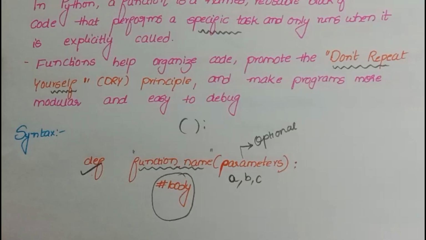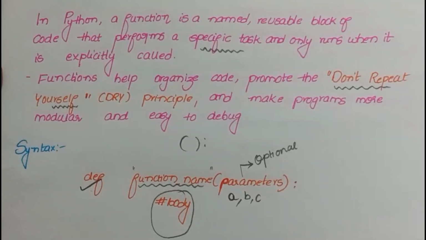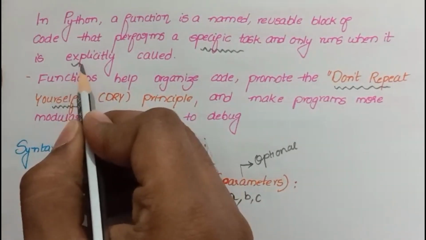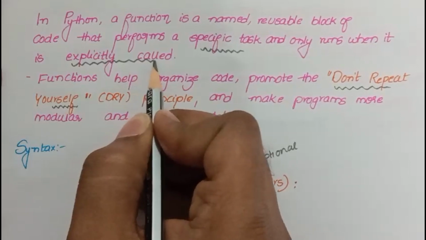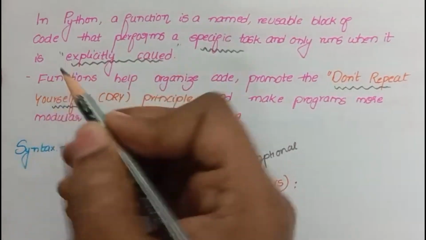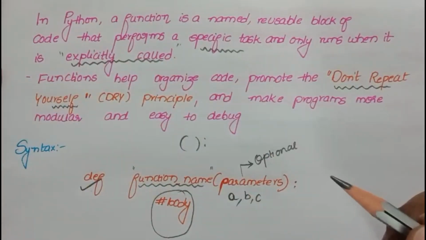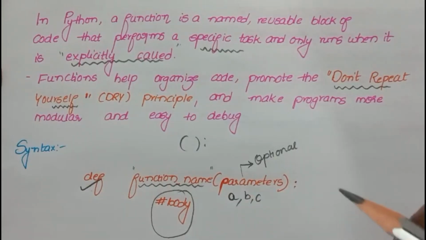After defining the function, we can call it whenever we want to execute those statements. It has to be remembered that it won't run automatically. It has to be explicitly called. When we make a call to that function, only then will the body of that function get executed.